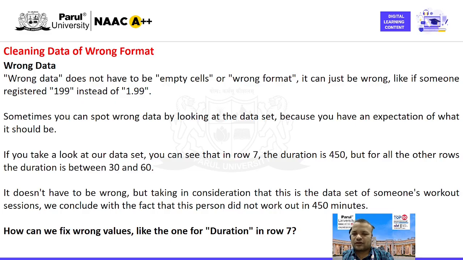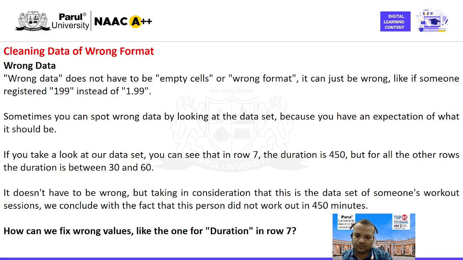Sometimes you can spot wrong data by looking at the data set, because you have an expectation of what it should be. If you take a look at our data set, you can see that in row number 7 the duration is 450, but for all the other rows the duration is between 30 and 60, so that is too high. That happened by mistake, so it will be considered wrong data.